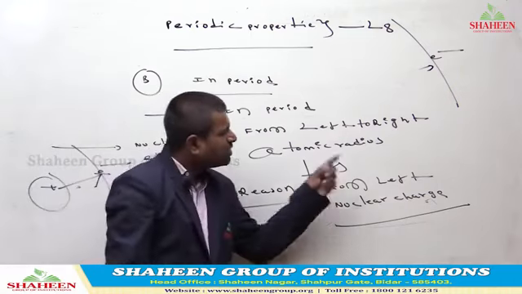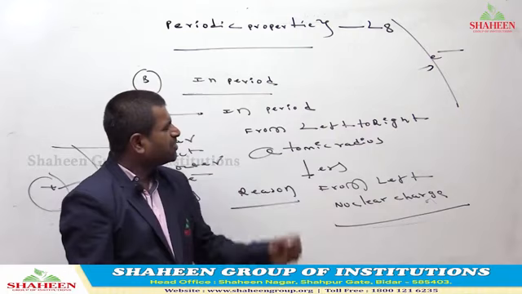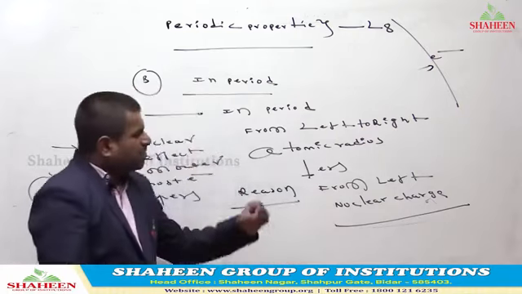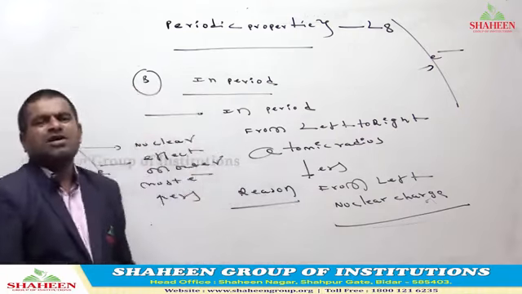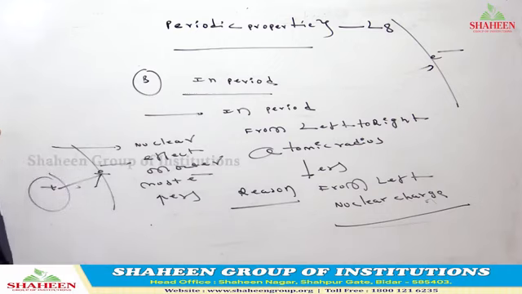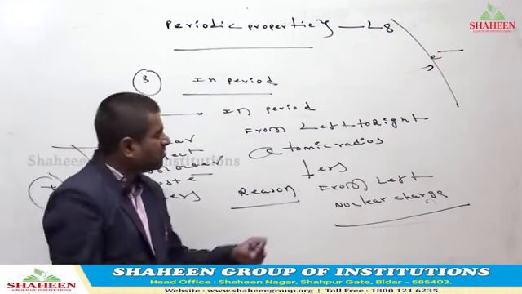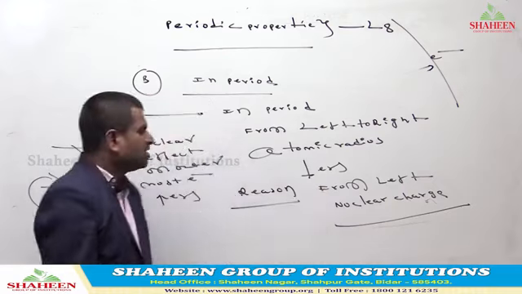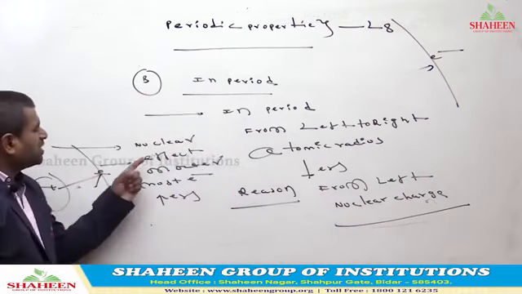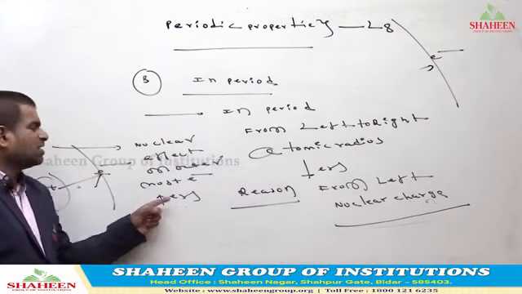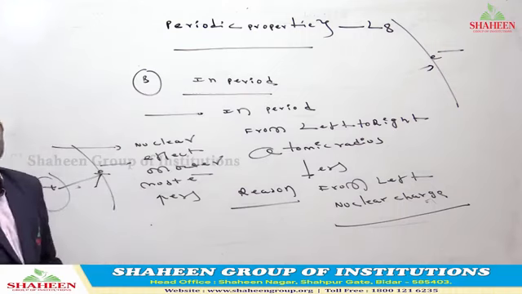When we move from left to right in a period, atomic radius decreases. Why does atomic radius decrease in a period? The reason is that whenever we move from left to right, nuclear charge increases. Once nuclear charge increases, the nuclear effect on the outermost electron increases. Therefore, atomic radius decreases.